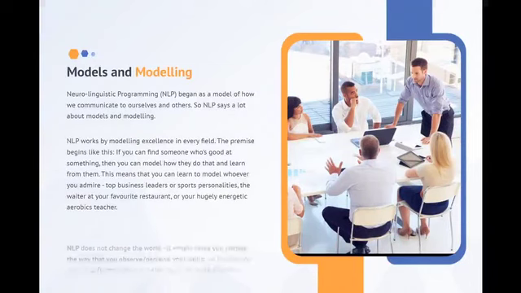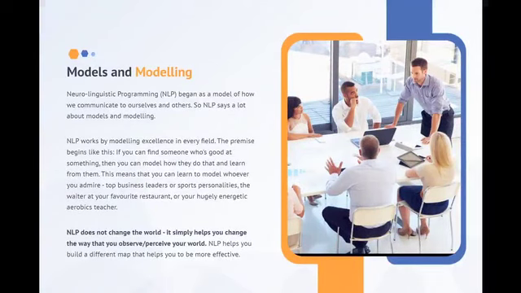Models and modeling. Neuro-linguistic programming, NLP, began as a model of how we communicate to ourselves and others. So, NLP says a lot about models and modeling. NLP works by modeling excellence in every field. The premise begins like this.